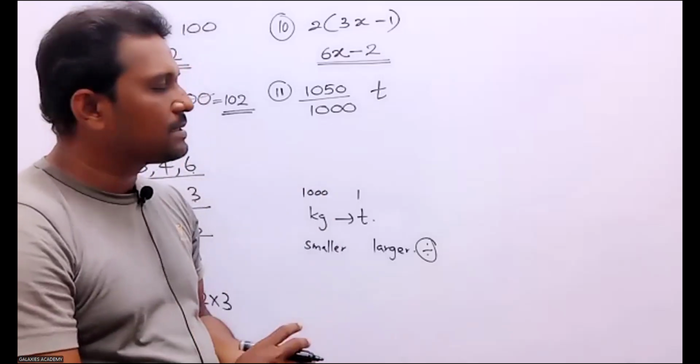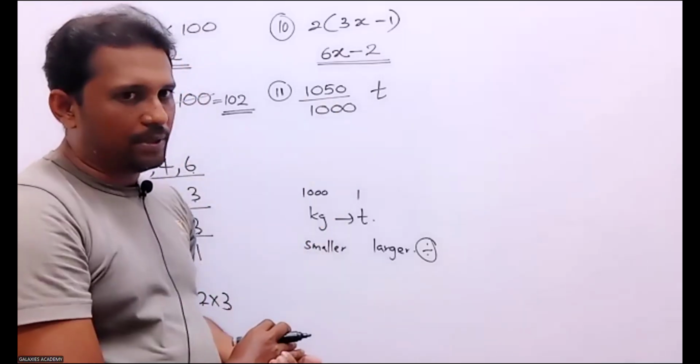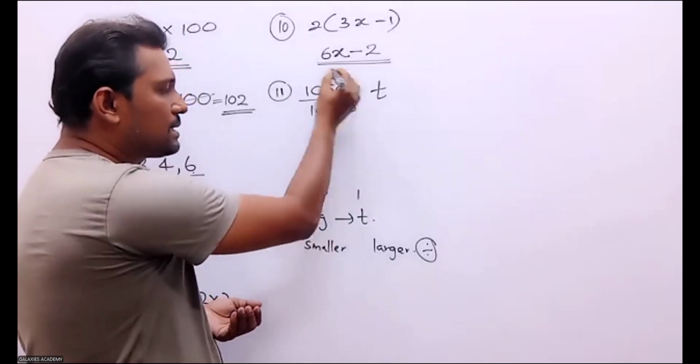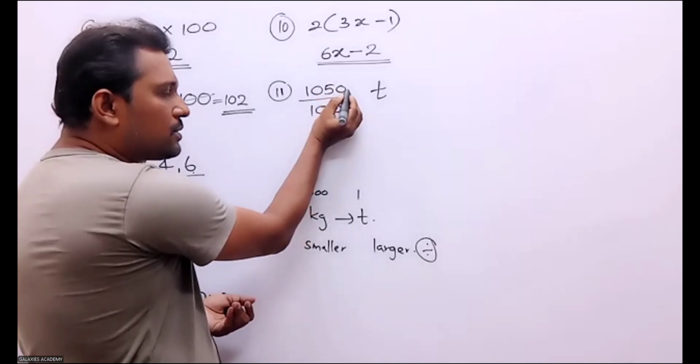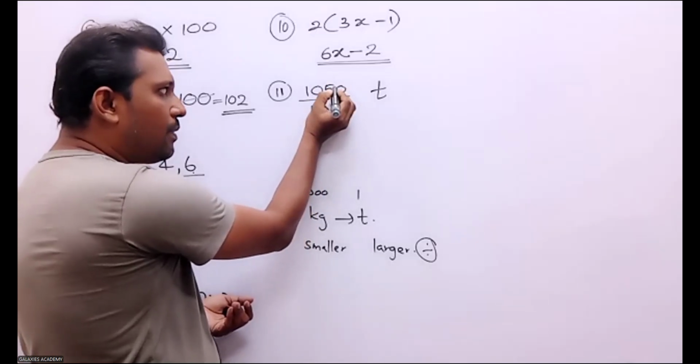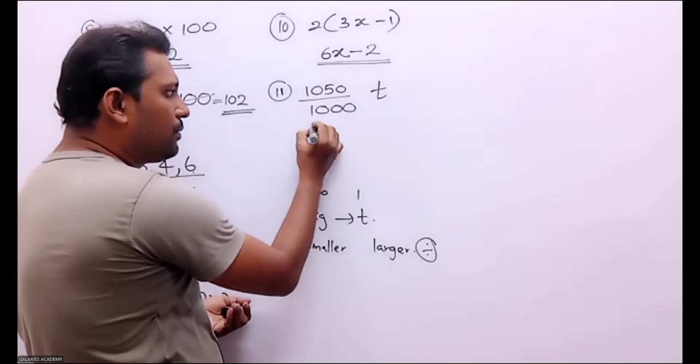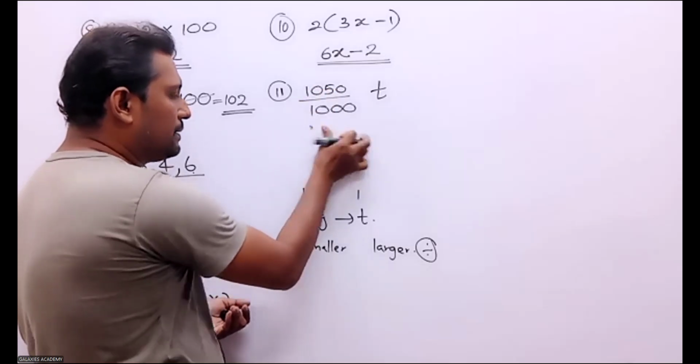How many places? There are 3 places you have to take. Where is the decimal point? End of the number, because this one is a whole number. So 3 places you have to take it. 1, 2, 3. So between 1 and 0 you have to keep the decimal point.